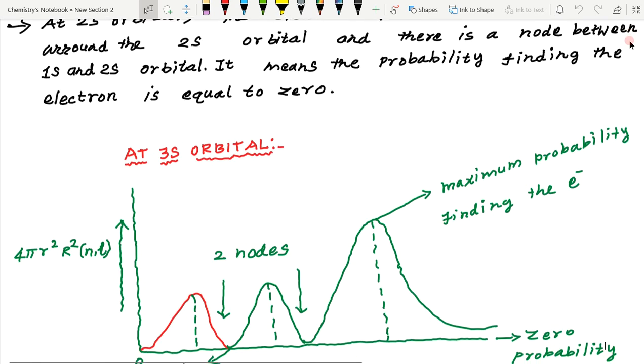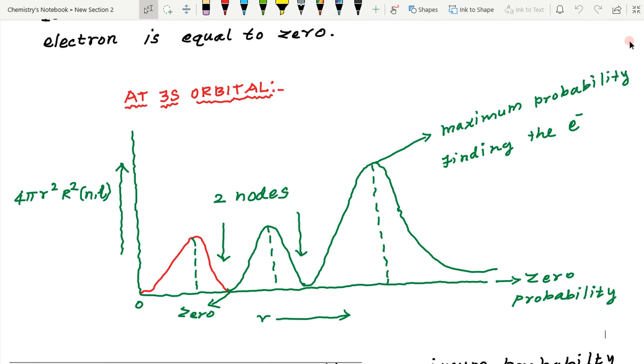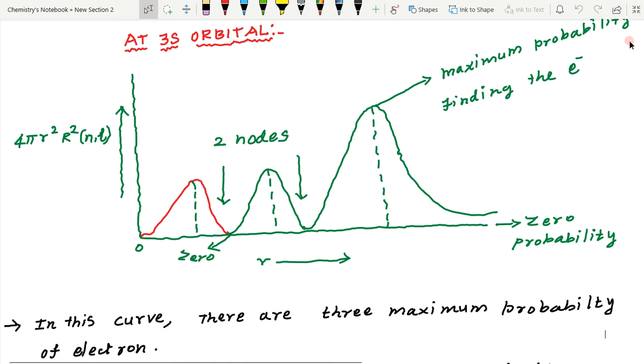See next, at the 3s orbital, see the diagram. Take the plot of 4 pi r square capital R square n l against r. See the plot.